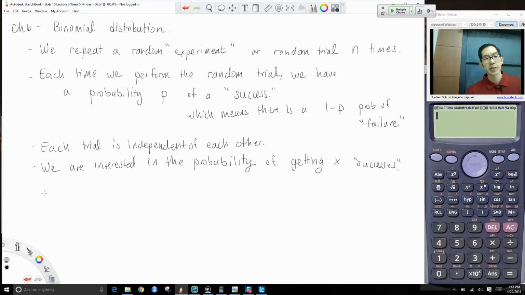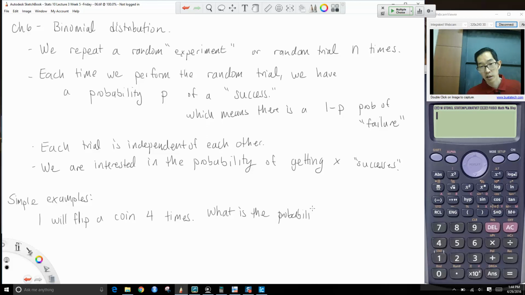Okay, so simple examples of binomial problems. I will flip a coin 4 times. What is the probability that the coin lands heads 3 times?